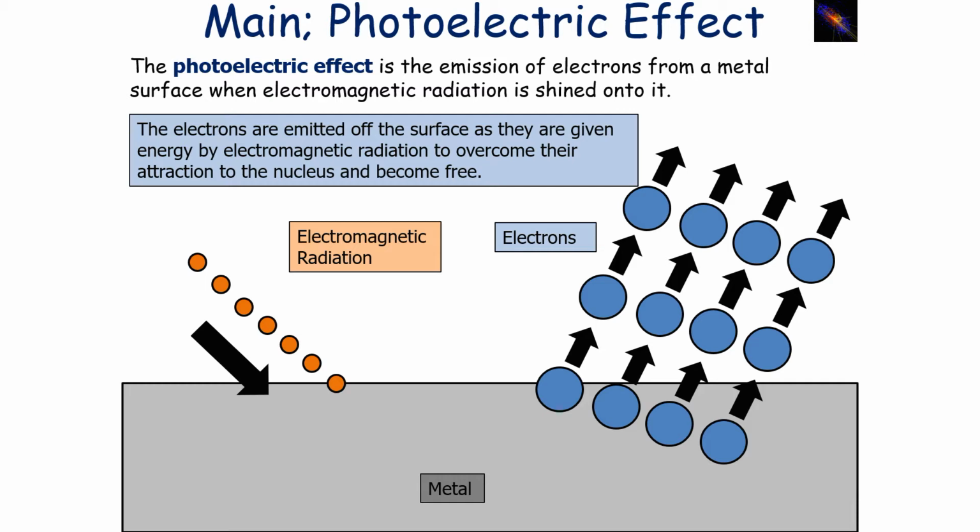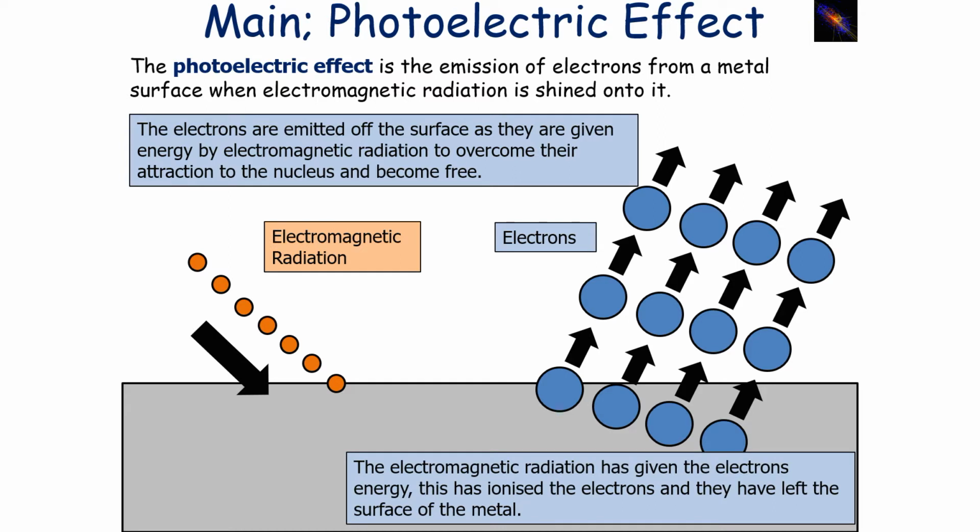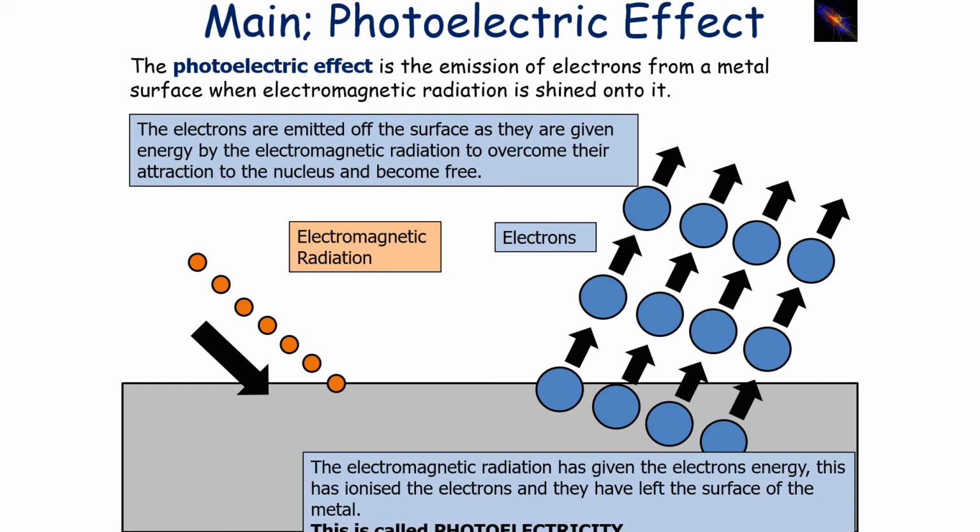The electrons are emitted off the surface as they're given energy by the electromagnetic radiation to overcome their attraction to the nucleus of the metal and become free. So the electromagnetic radiation has given the electrons energy, which has ionized the electrons, and they've left the surface of the metal. So we say that the electromagnetic radiation has given the electrons energy and the electrons have left the surface and produced something called photoelectricity.